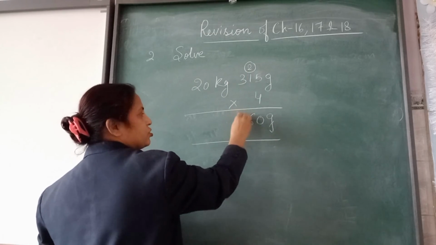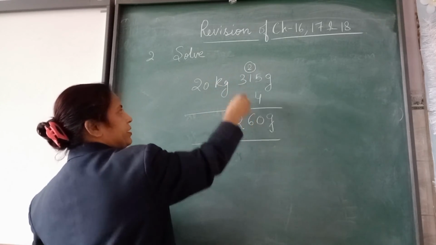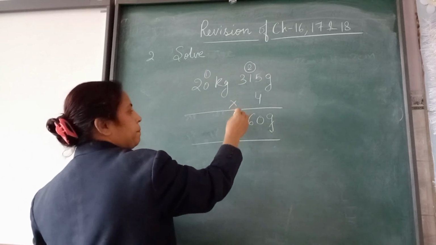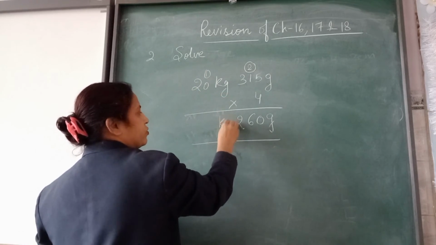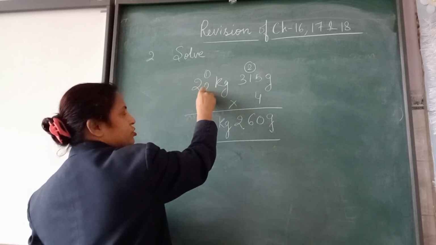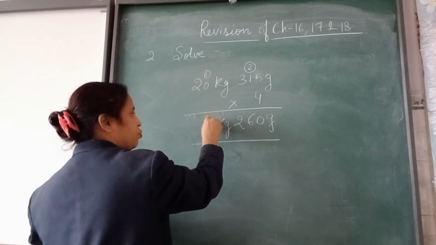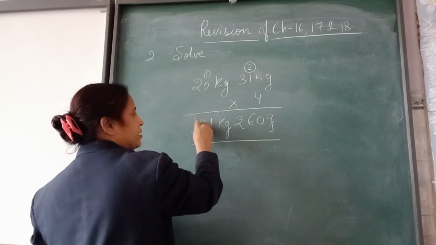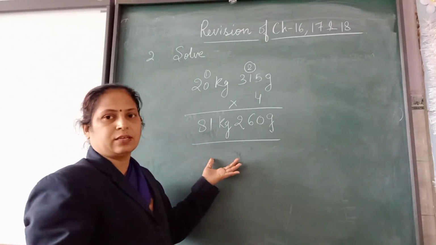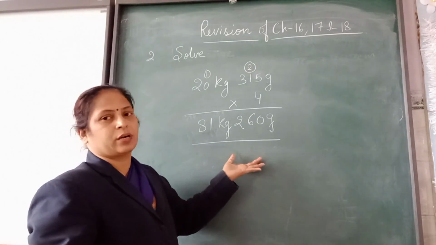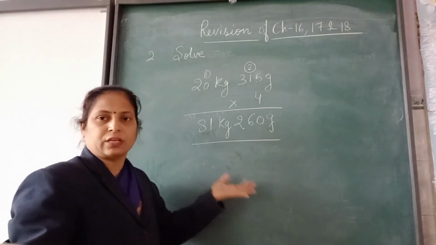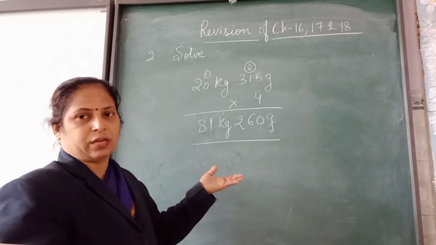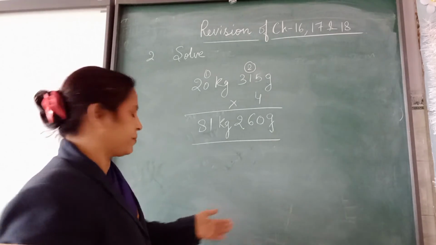4 3s are 12. So 2 you will write here and 1 carry this side. Now kg part is there. Write down here kg. 4 zeros are 0 plus 1 is 1. 4 2s are 8. So what is your answer? 81 kg 260 grams. So children, in this way we do conversion and operations in measurements.